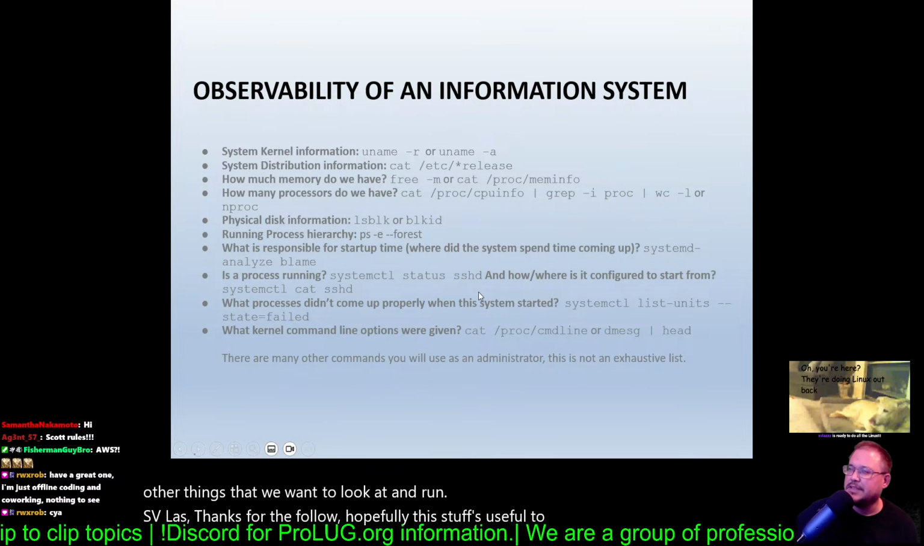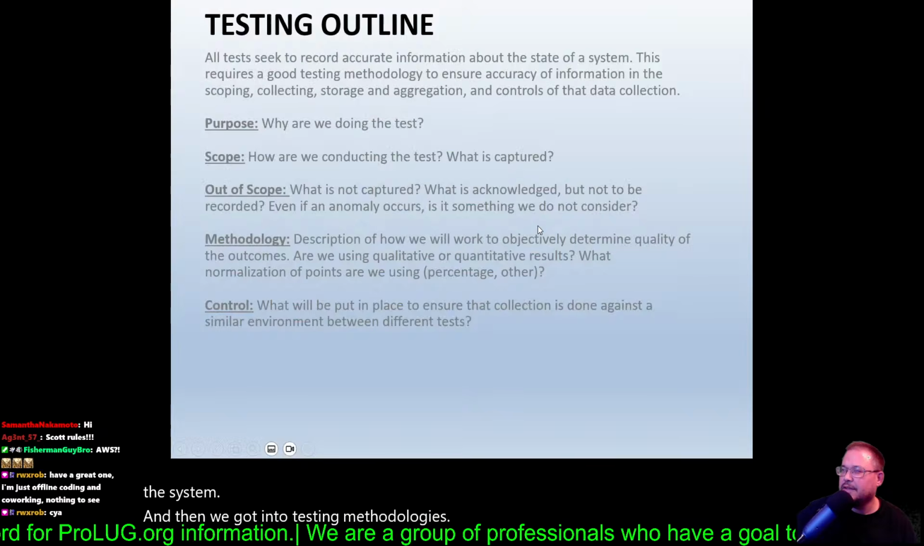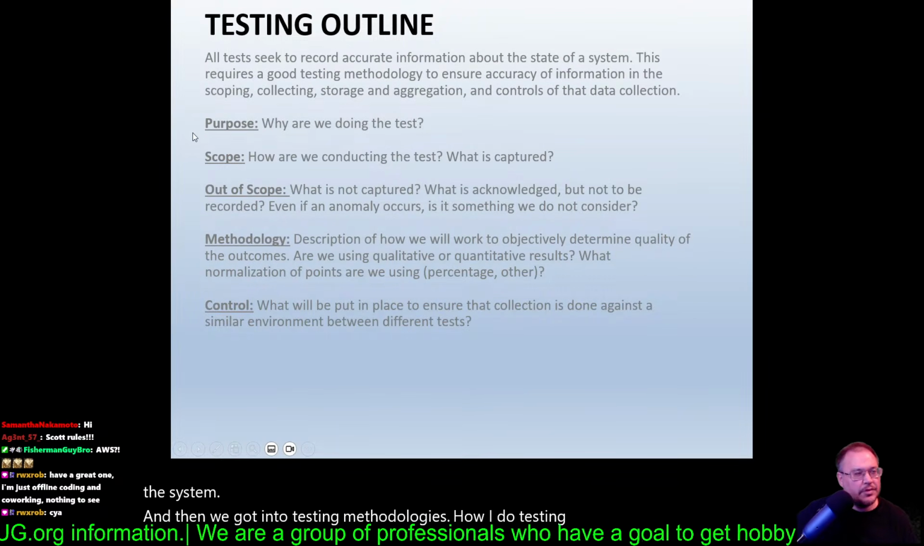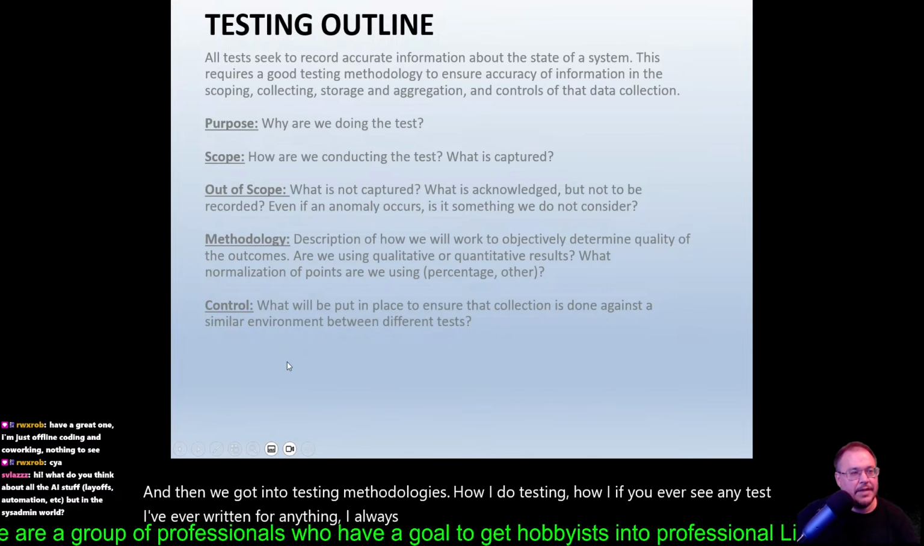Observability, things about the system. And then we got into testing methodologies, how I do testing. If you ever see any test I've ever written for anything, I always follow this. These are the 5 things I always have there.